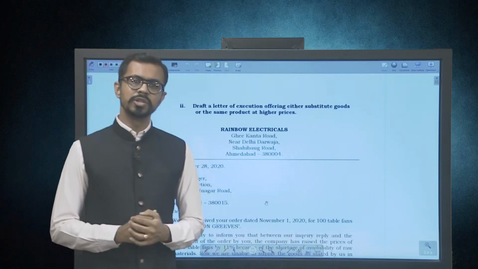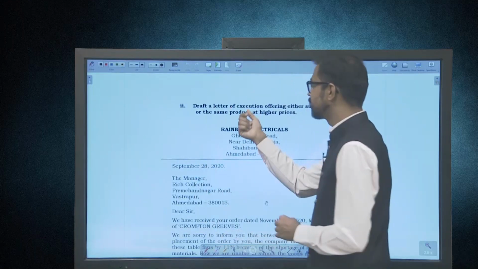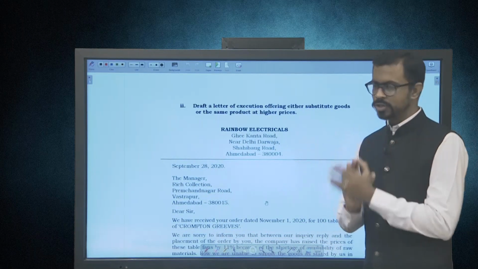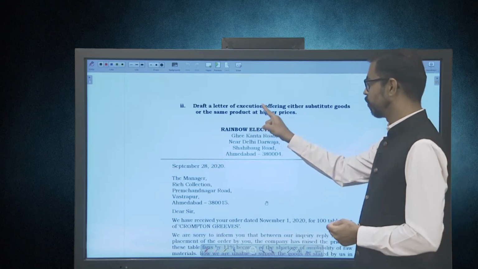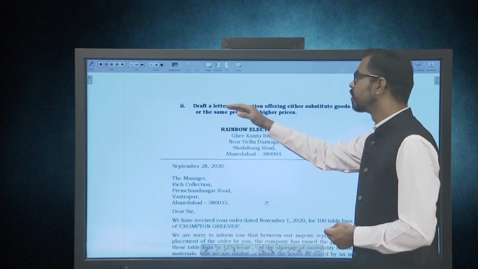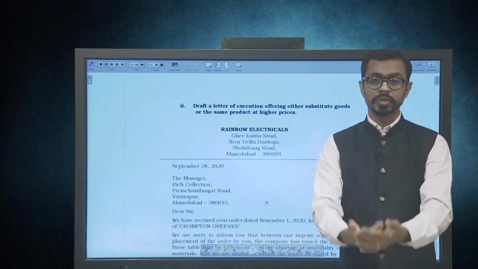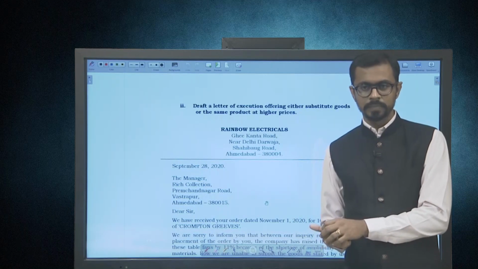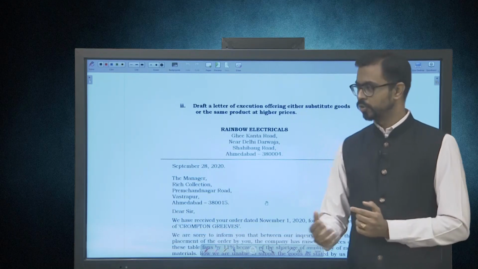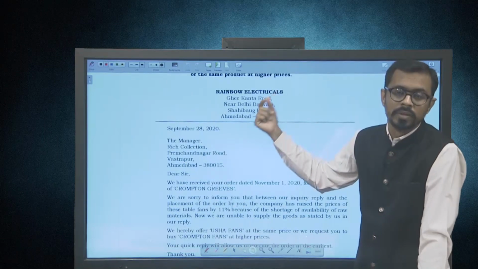Draft a letter of execution offering either substitute goods or the same product at a higher price. Read the question carefully. Draft a letter of execution offering either substitute goods or the same product at higher prices. The thing that you had asked for is not available with us at the price that was ordered. So we have two options. Either you can take the substitute goods, or if you want the same product, at the higher price.